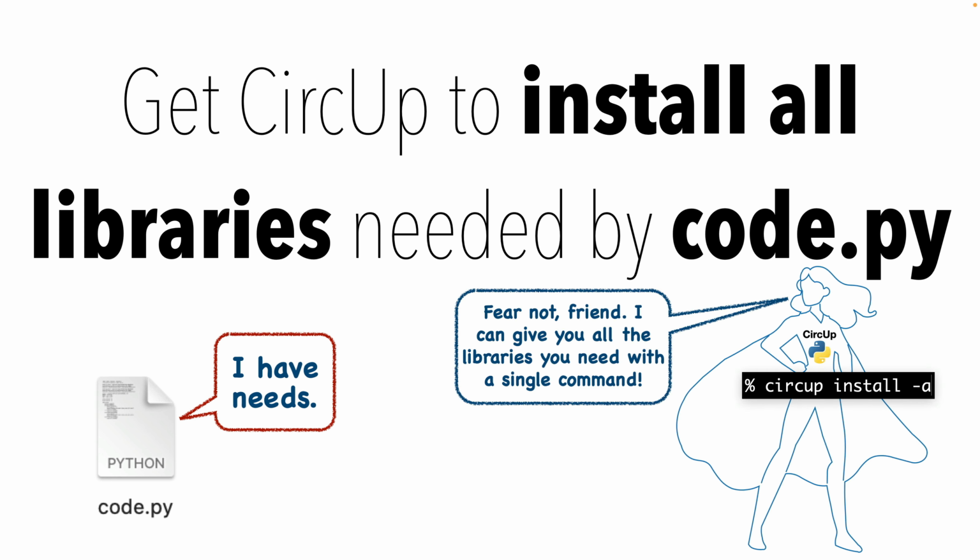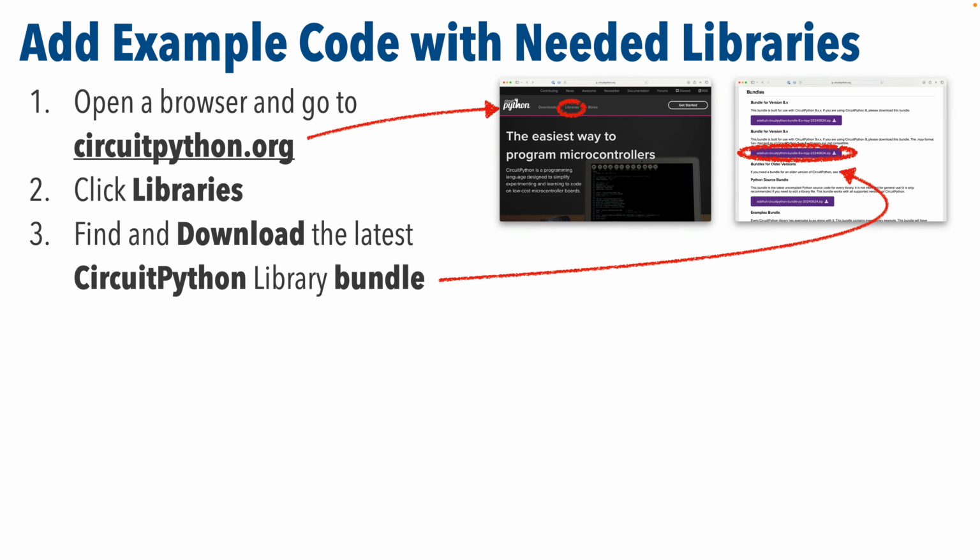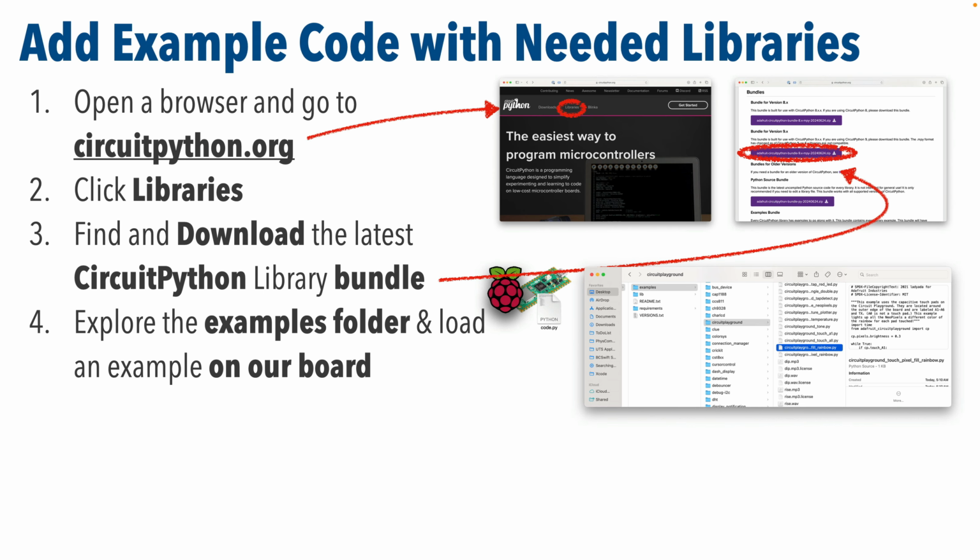So we're going to put some Adafruit example code on our board to see how this works. So follow along with me. We're going to find and download the latest library bundle. I'll show you how you can find example code. We'll explore the examples folder, and we'll load some example code on our board.